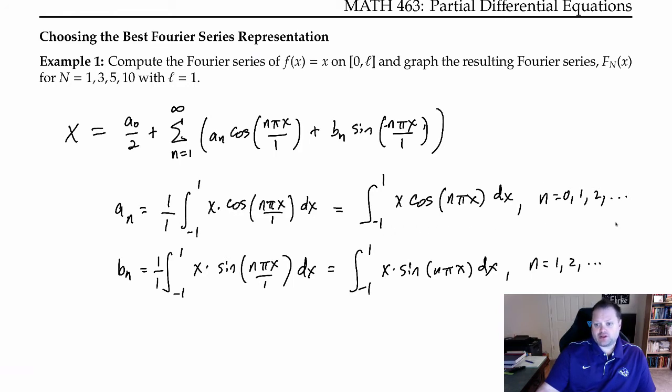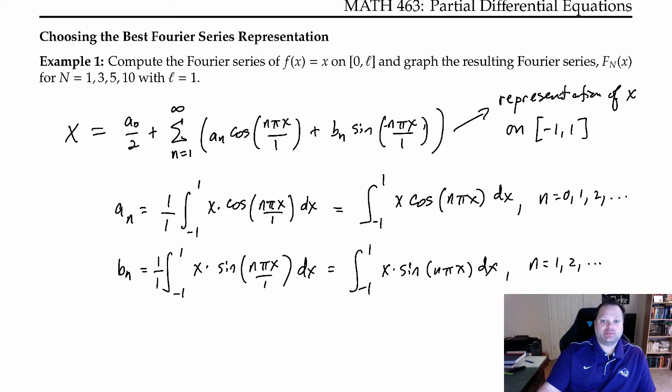These can be put directly into Maple. Each of these formulas can, including this formula, to come up with the Fourier series. So here's the problem that we have, though. The Fourier series is only a representation of the function x on the interval minus L to L, which is minus 1 to 1. So I want to represent x on the interval from 0 to 1. So how do I extend it to minus 1 to 1?